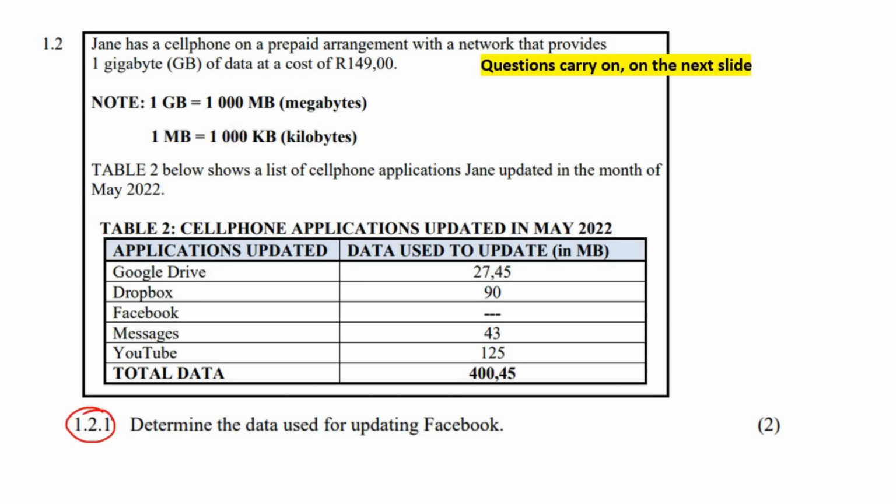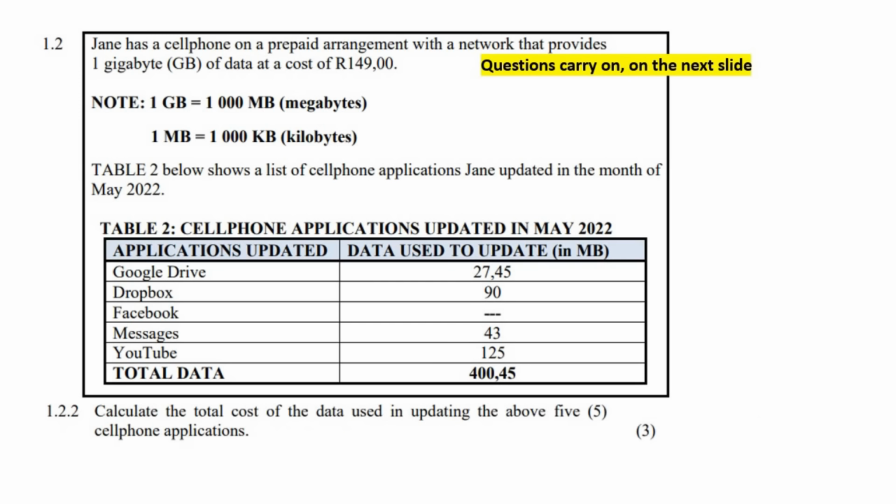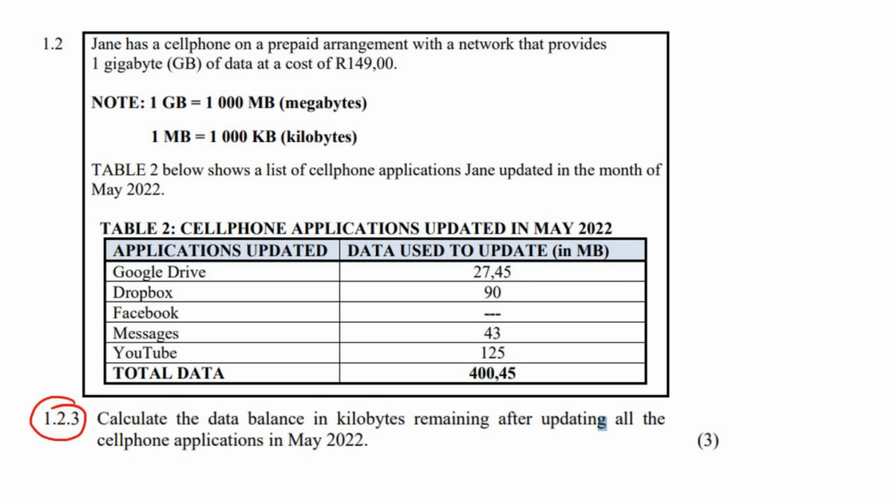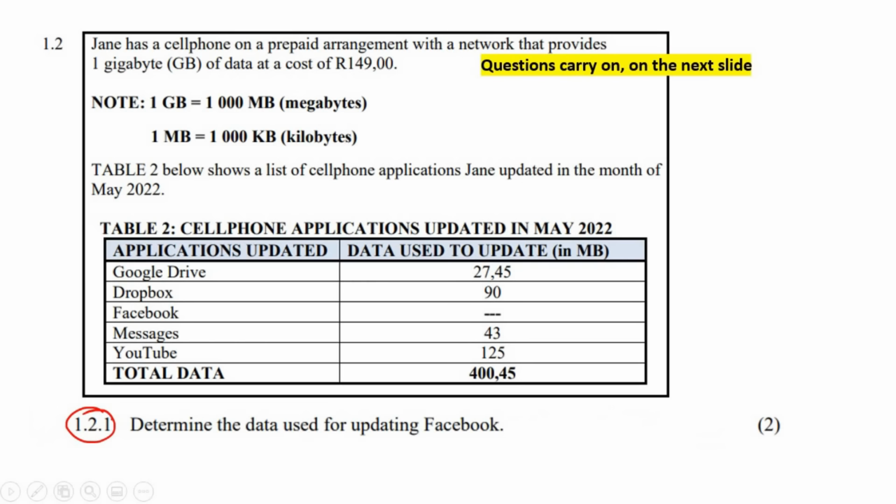So here's the first question. Here is the second question. And then there's a third question. Okay, so let's start. It says that Jane has a cell phone on a prepaid arrangement with a network that provides 1 gigabyte of data at a cost of 149 Rand. And then these are just little conversions over here.